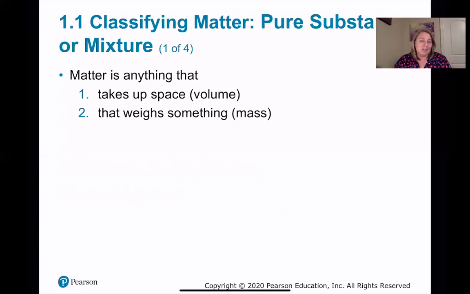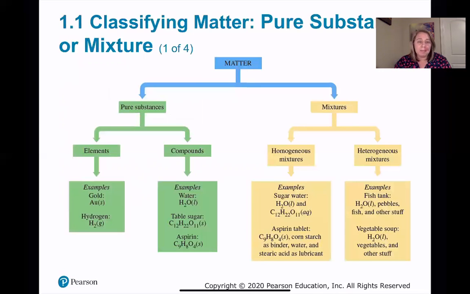So when we talk in scientist terms, taking up space is called volume. And if it weighs something, we call that mass. So when you look at matter, anything that takes up space and has mass can be either divided into a pure substance or a mixture.